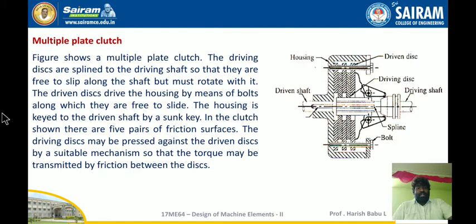Coming on to the multi-plate clutches, you can see in the diagram there will be a number of frictional materials lined up on the driving shaft. The driven shaft will be here. The driven shaft will be fixed, the flange will be fixed. The driving shaft will be carrying the number of frictional materials, which will be adjusted by the lever and with the compression springs. The housing is keyed to the driving shaft by a sunk key. The clutch shown has 5 pairs of frictional surfaces. The driving disc may be pressed against the driven disc by a suitable mechanism so that the torque will be transmitted by the friction between the discs.